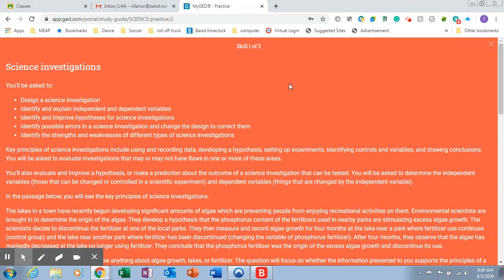In this sheet here, in the science investigations, you'll be asked how to design a scientific experiment, identify and explain independent and dependent variables, identify a hypothesis, possible errors in investigations, and strengths and weaknesses. And they give some good examples here. I would suggest you read through these.